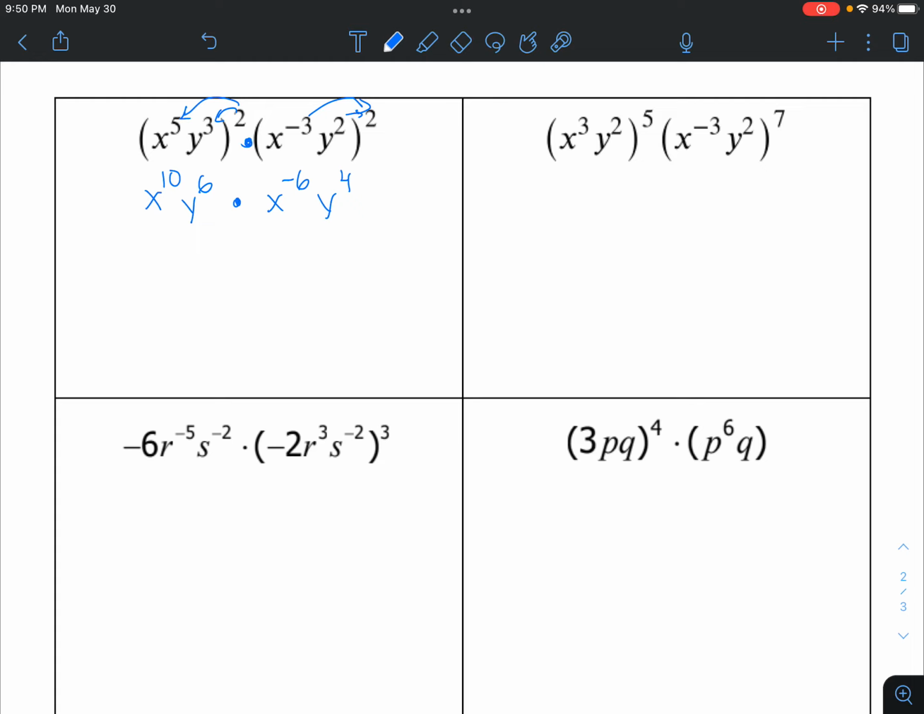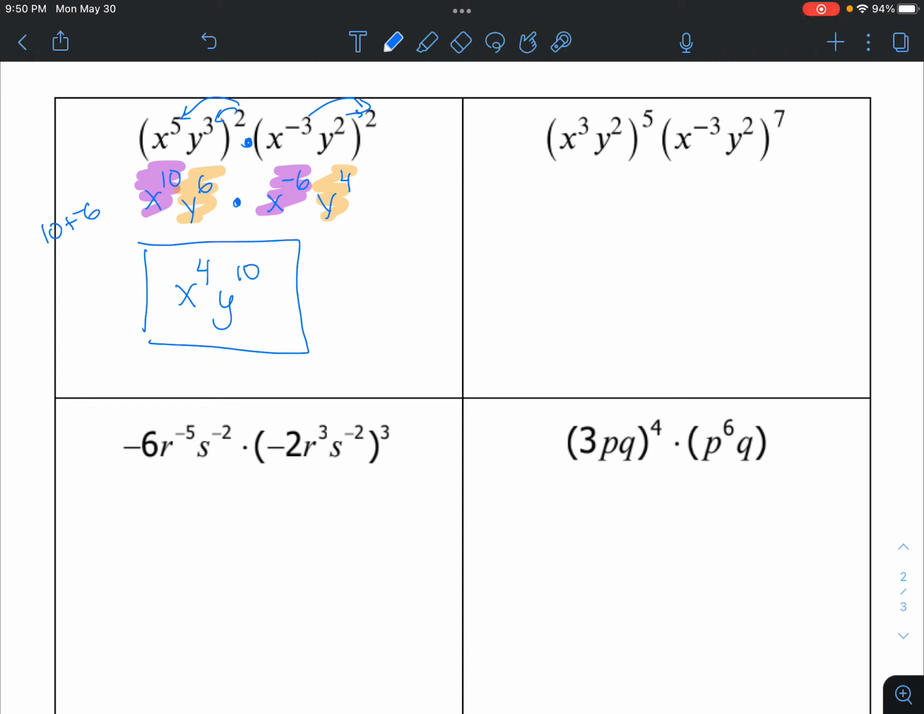Now we can use our product rule, where we keep the base and add our exponents. So here we'll have x to the 10th and x to the negative 6. We'll keep the base, and then 10 plus negative 6 gives us 4. Then we have y to the 6th times y to the 4th. We'll keep the base of y, and we will add 6 plus 4, which is 10. Then we want to check for negative exponents, which we don't have, so we are fully simplified, and that is our final answer. If we had a negative exponent, we would most definitely have to turn that positive.